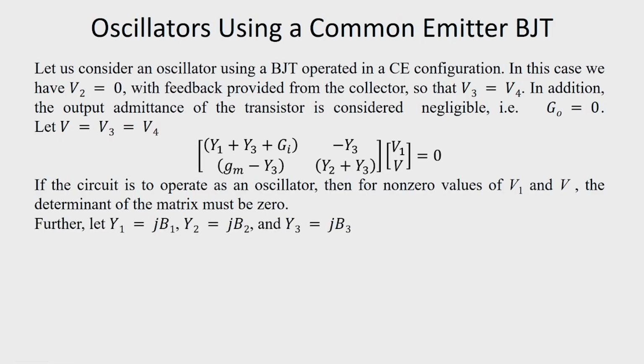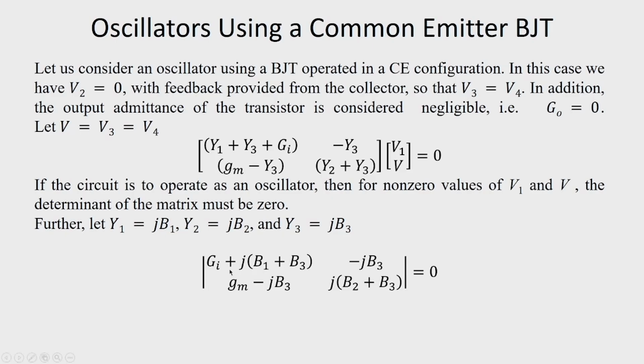As we have said that y1, y2, y3 are reactive elements, let y1 be jb1, y2 be jb2 and y3 be jb3. So, substituting this y1, y2 and y3 here, we get this particular determinant has to be 0.